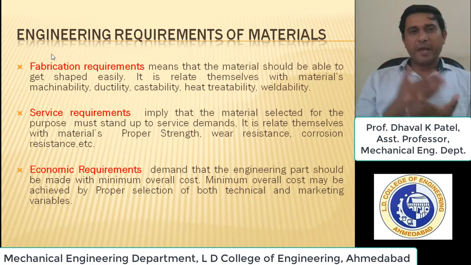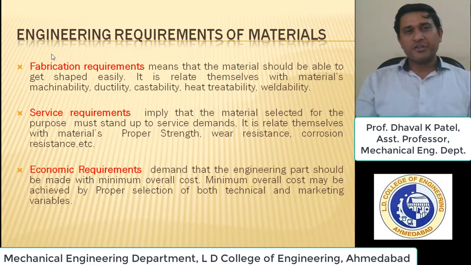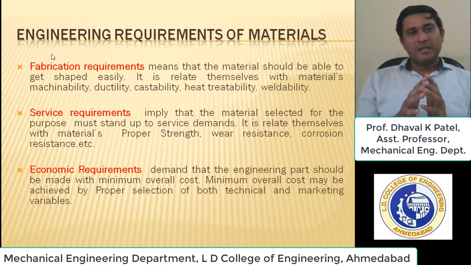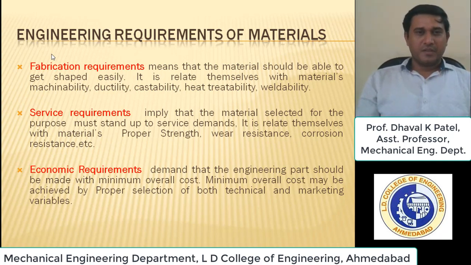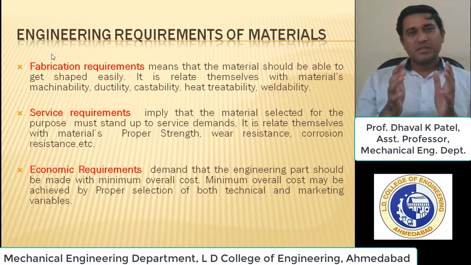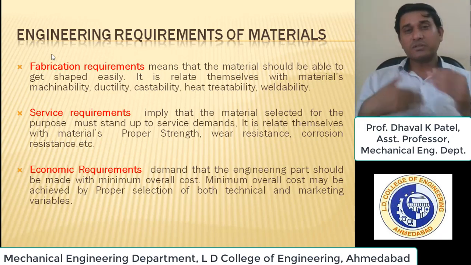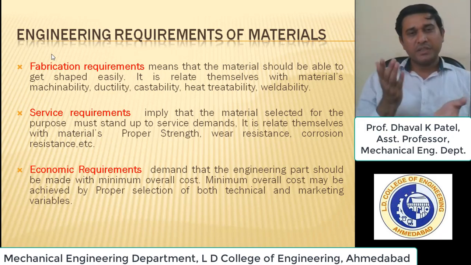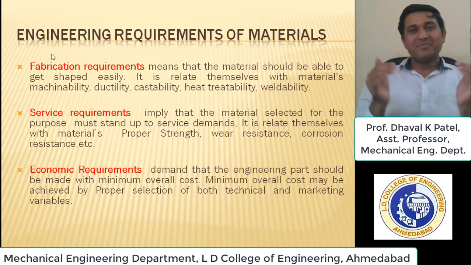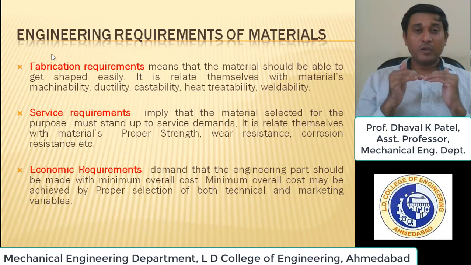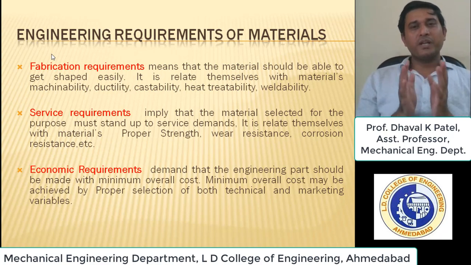It means materials should be able to be formed into different shapes. The material has to be able to be machined. The material should have some ductility. The material should be castable. The material should have some heat treatability, meaning we can carry out heat treatments on it to improve its properties. And to make some components, we require weld joints also. The material should be weldable.